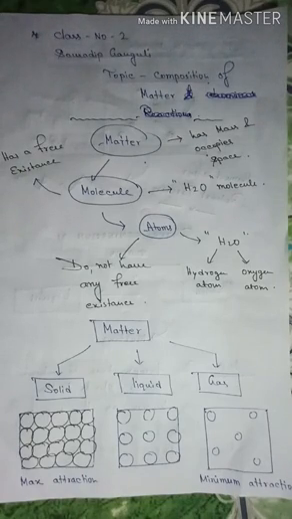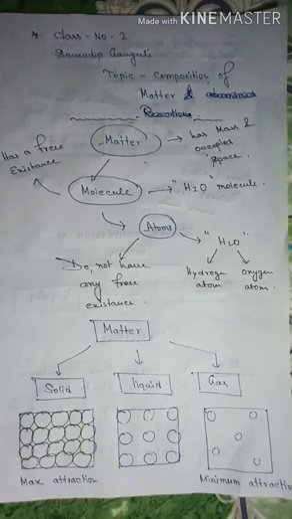First of all, we have to recall the previous lesson. The previous lesson was about the valencies and octet rule. We have learned how to find the valencies of different elements. Today, the topic is composition of matter. Okay, let's start the lesson.